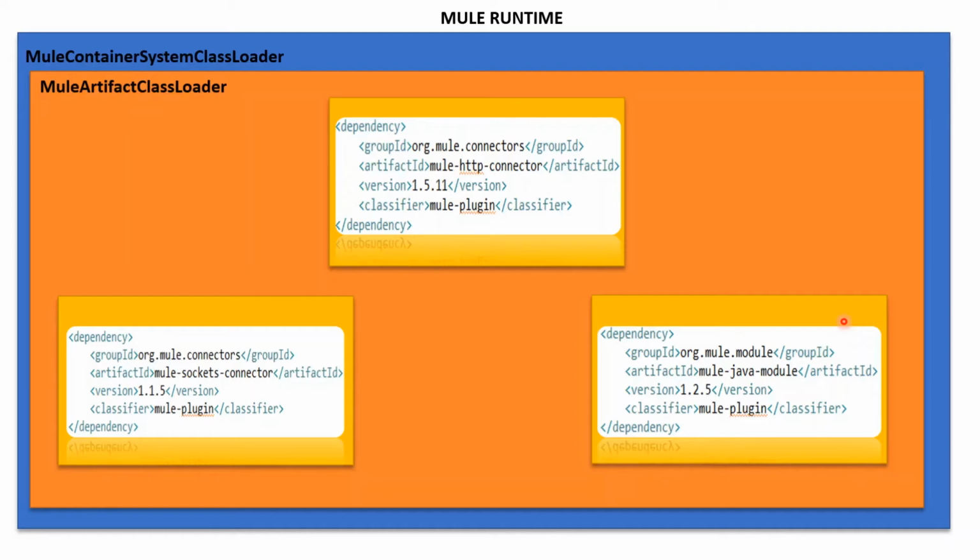And in case you want to expose your flows or the Java packages, you just need to inform by adding those exported packages or exported resource values to the mule-artifact.json.